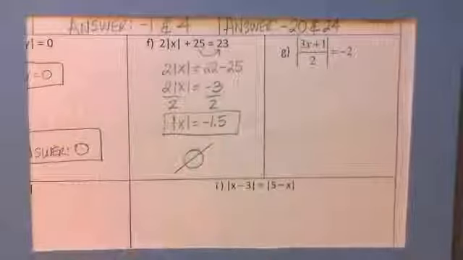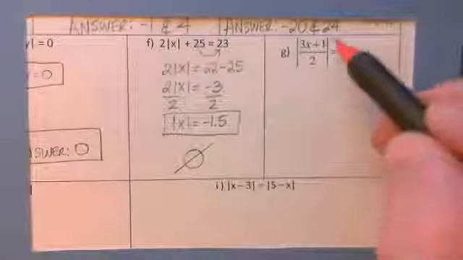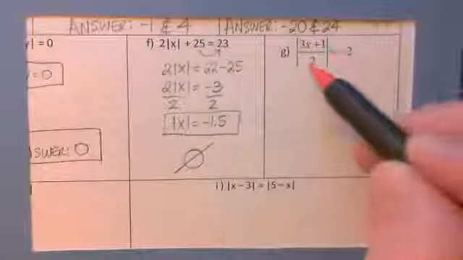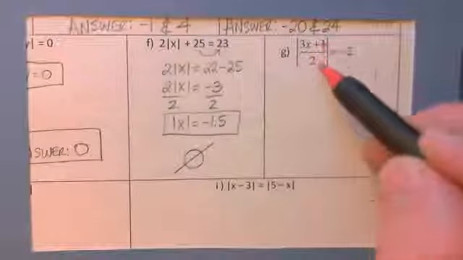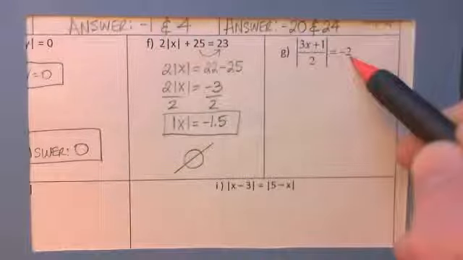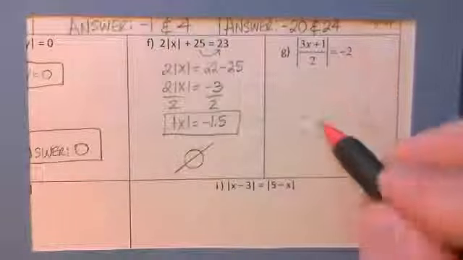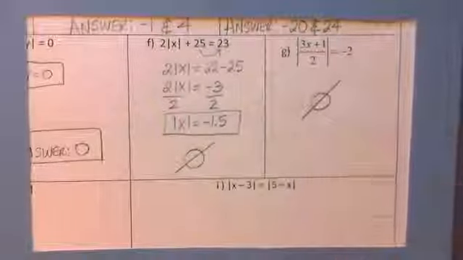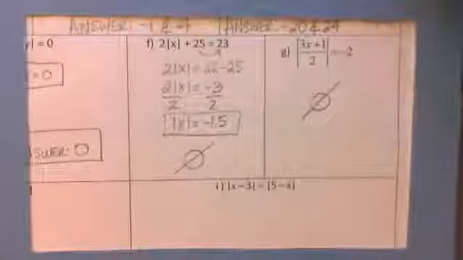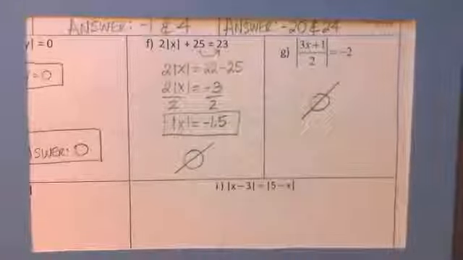Alright, let's continue to the next one. Again, it looks very complicated, but if you notice, it's saying the absolute value of this whole expression inside equals negative 2, a negative number, and that's impossible. So we like this problem because there's not a lot of work to be done. All we have to do is write impossible.